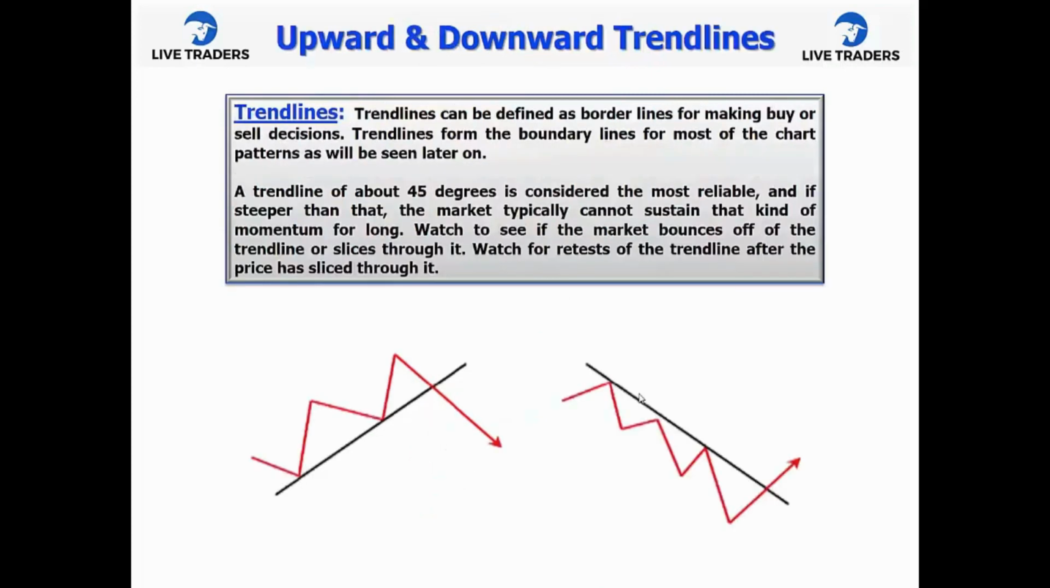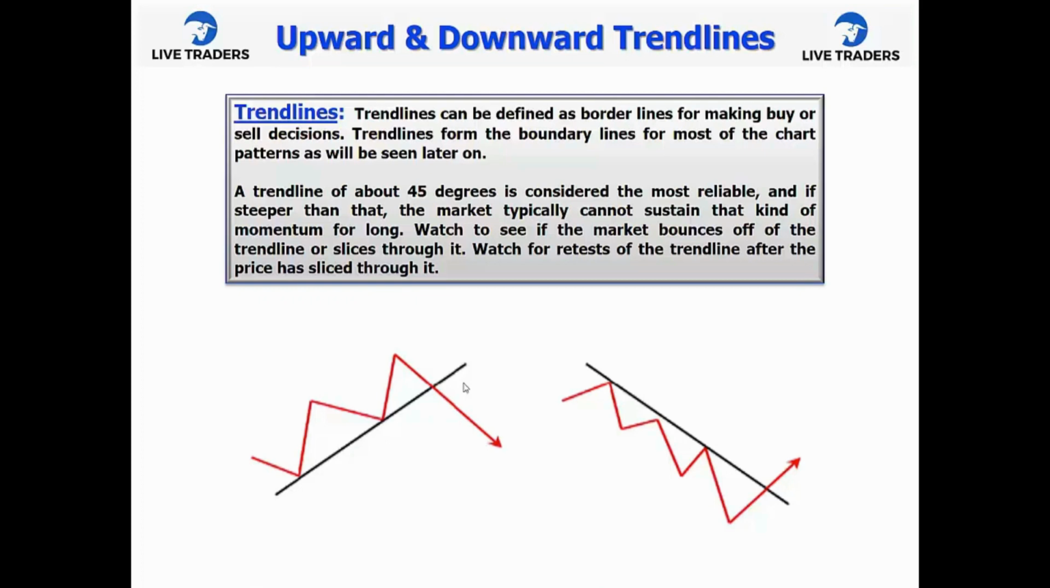All right. Now, here are upward and downward trend lines. Trend lines can be defined as borderlines for making buy or sell decisions. They form the boundary lines for most of the chart patterns, as will be seen later on. A trend line of about 45 degrees is considered the most reliable. So when the trend line is at a 45-degree angle, those are the most reliable.